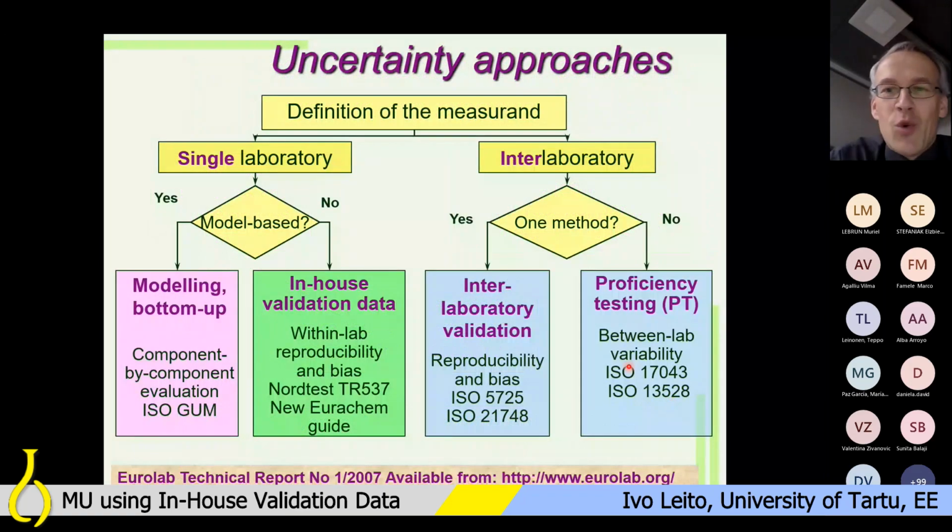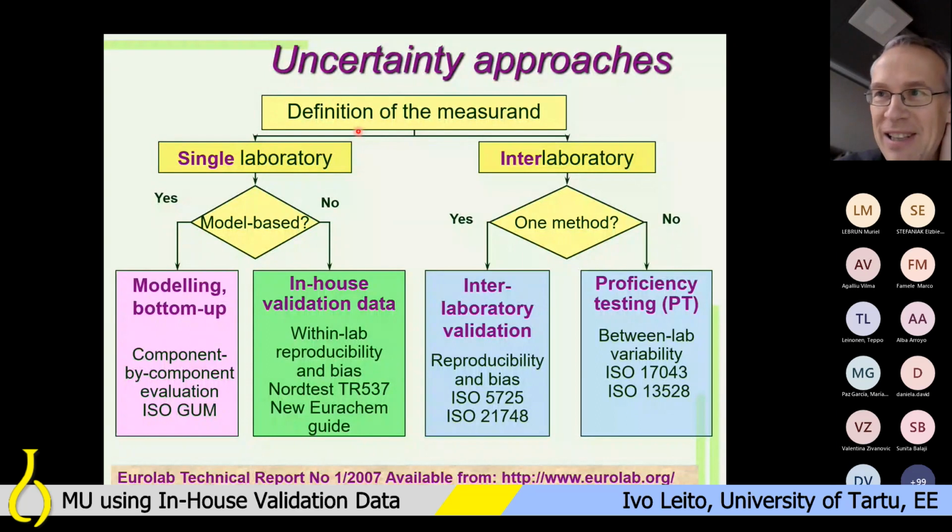To quite some extent, what I will be explaining is based on this scheme, which in turn comes from a Eurolab report, which actually is quite old already, but it's still fully valid and gives a nice general overview of how in principle measurement uncertainty could be evaluated. So let me briefly explain here. First of all, everything starts with the definition of the measurand. And in addition to that, of course, also knowing the uncertainty sources and the measurement method.